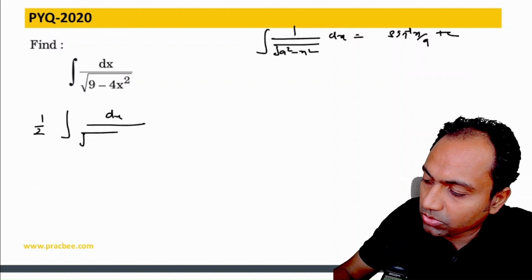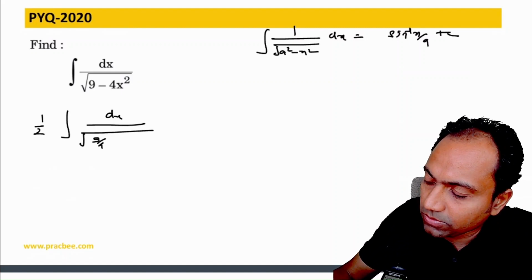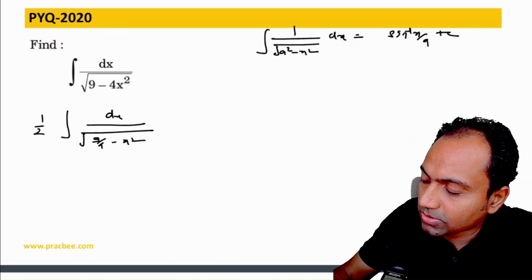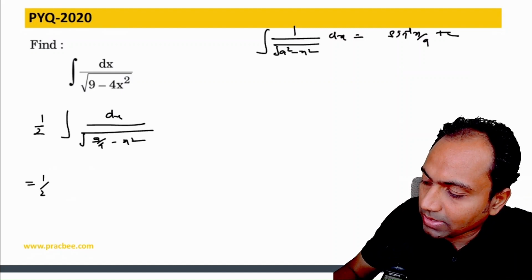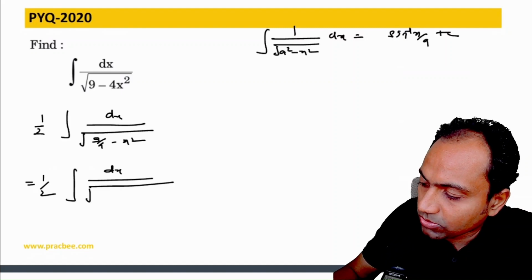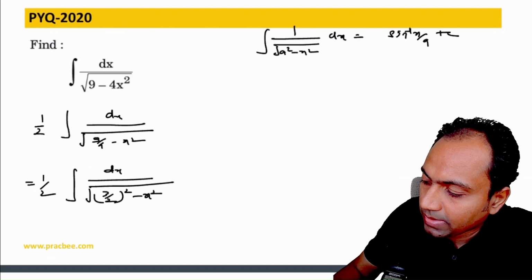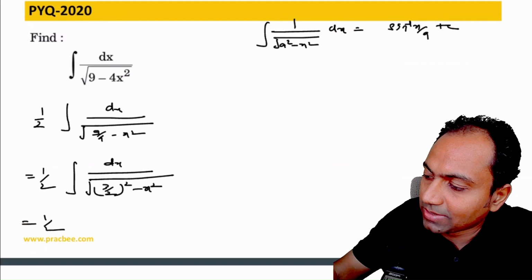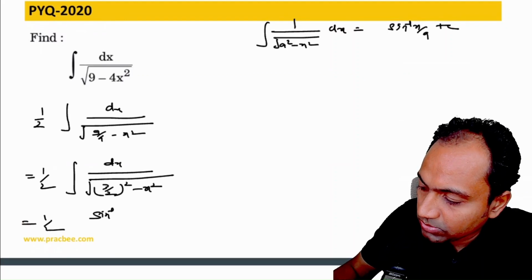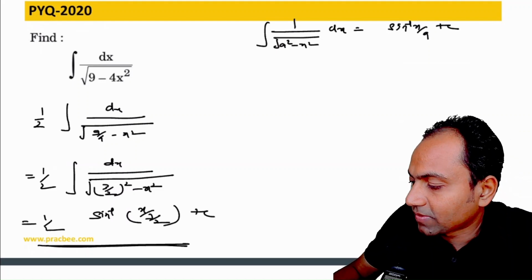This becomes root of 9 by 4 minus x square. And now you can see from the direct formula, we can write this as root of a square, so a will become 3 by 2, whole square minus x square. And then we will be directly able to write sine inverse of x by a. So sine inverse of x by 3 by 2 plus c. This becomes our final answer.